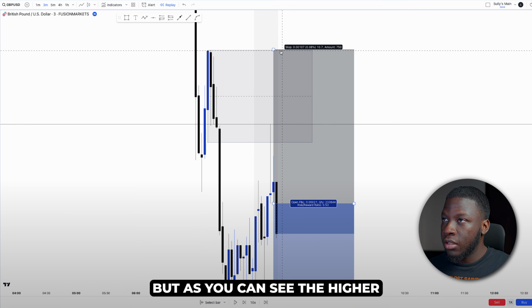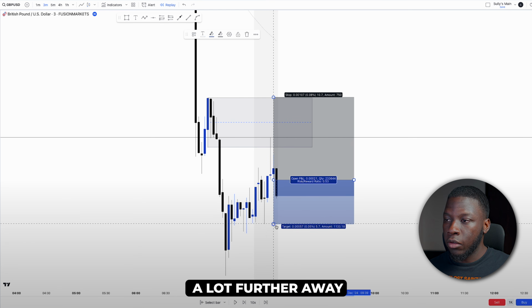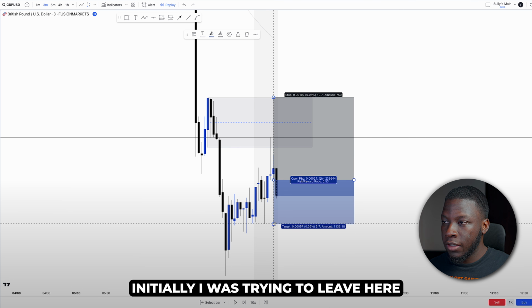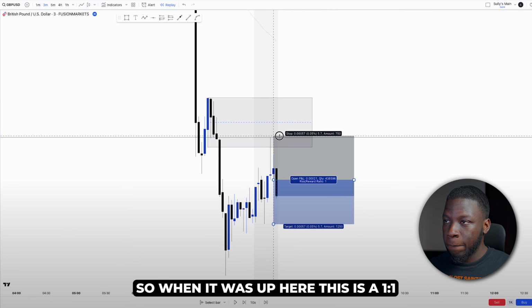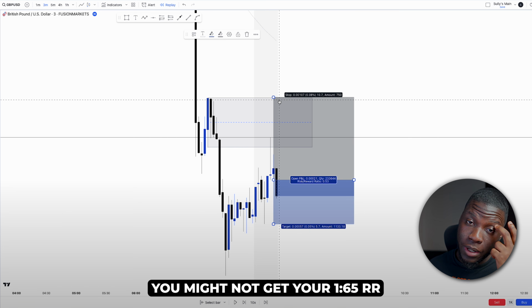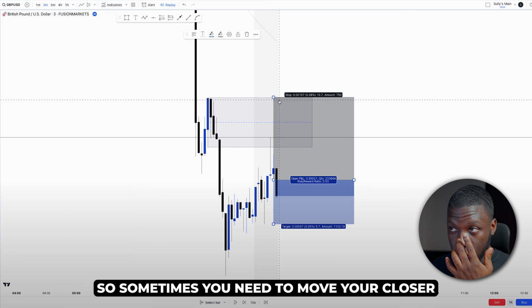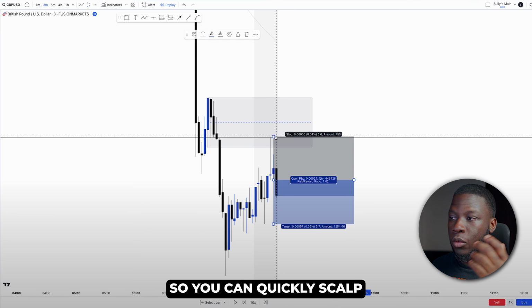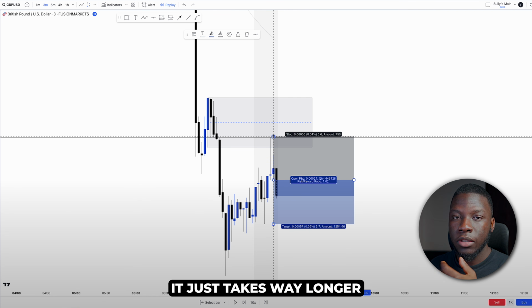But as you can see, the higher your stop loss is, it just simply means your take profit will be a lot further away. Initially, I was trying to leave here. Now, this is only a 0.53 take profit. So when it was up here, this is a 1-to-1. So you can see how it does make a difference. If you're going to put your stop loss up here, you need to understand that you might not get your 1-to-65 RR that you're always looking for. It's just not going to happen. So sometimes you need to move it closer so you can quickly scalp and make that money and then leave, because it just takes way longer the further your stop loss is.